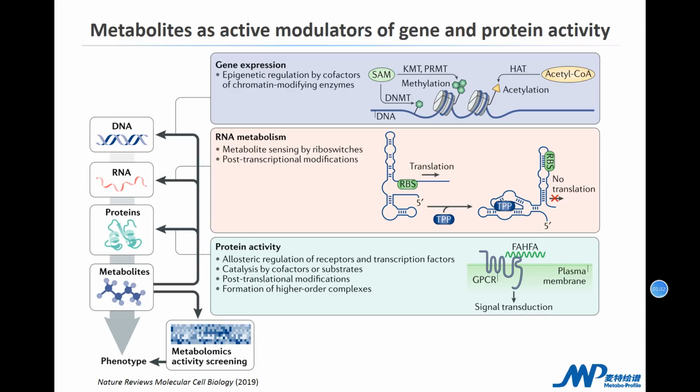For example, at the DNA level, DNA methylation and histone acylation need the interaction of small molecular metabolites, like SAM, acetyl-CoA. At the transcription level, specific metabolites combine with the riboswitch to regulate initiation and termination of transcription. At the protein level, metabolites can allosterically regulate activity of receptors and transcription factors. Metabolites play much more important roles than we used to recognize.